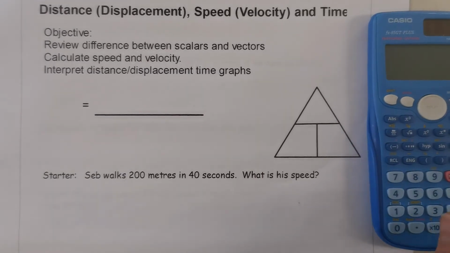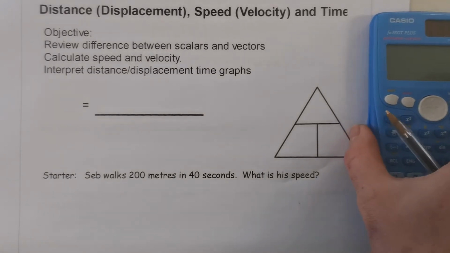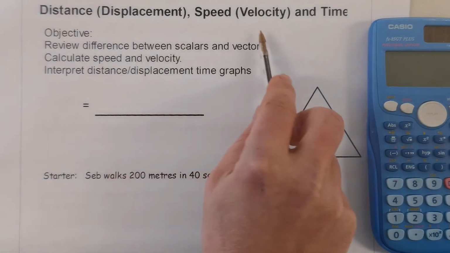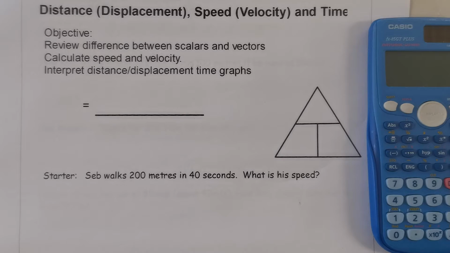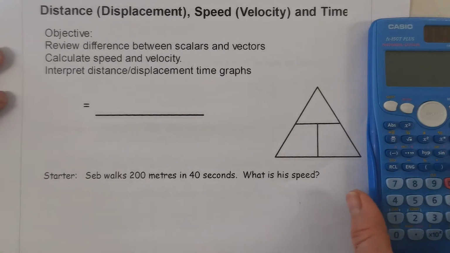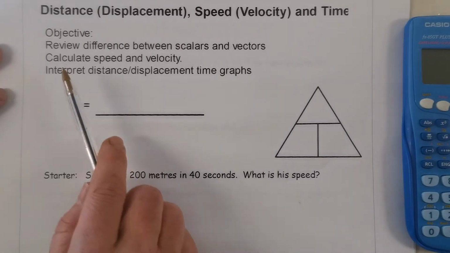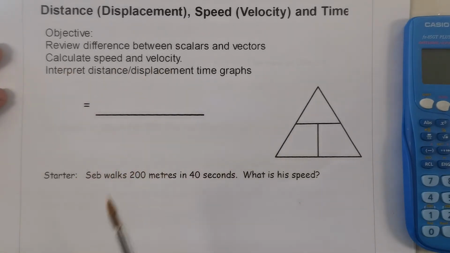So this lesson is on distance, speed and time, which is very similar to displacement, velocity and time, but slightly different. So hopefully we'll get into that by the end of the lesson. We're going to look at the difference between scalars and vectors, which you've maybe never heard before, calculate speed and velocity, and interpret distance, displacement, time graphs.